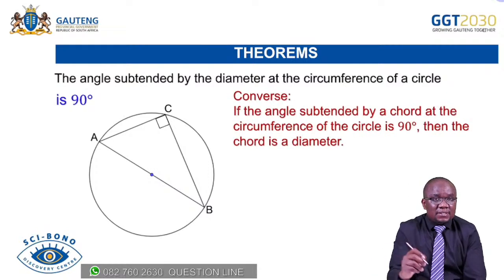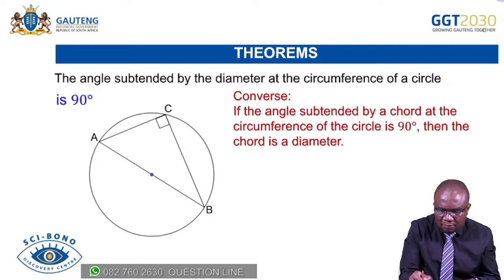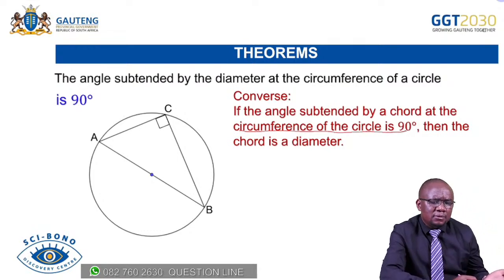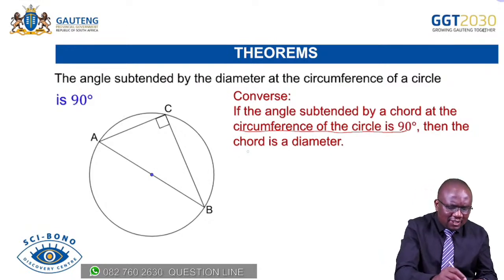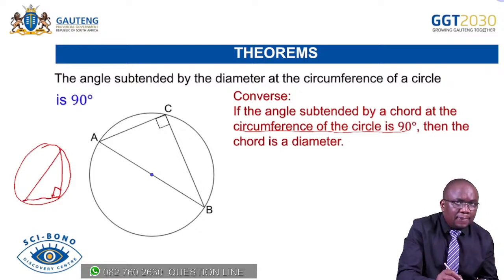Right, the converse, the other way around now. If the angle subtended by a chord at the circumference is 90 degrees, then it means the chord is a diameter. Right. If I give you a diagram like this, and then I say this angle is 90 degrees.